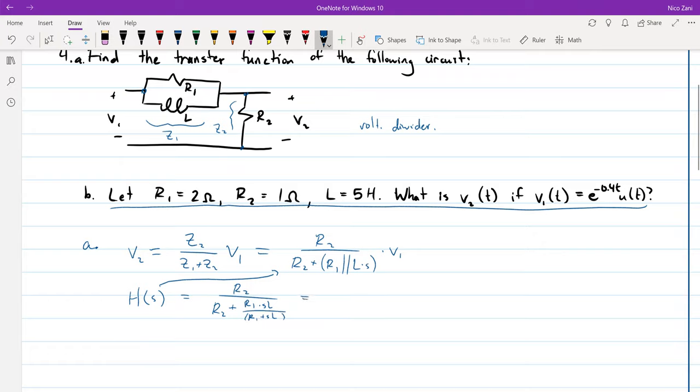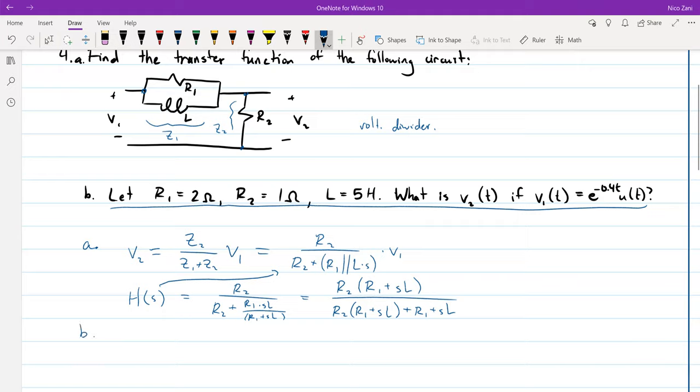And I'm just going to multiply everything by R1 plus SL. And you get R2 times R1 plus SL over R2 times R1 plus SL plus R1 plus SL. Any questions there? Hopefully not. Take that as a no. Move on to the next question.